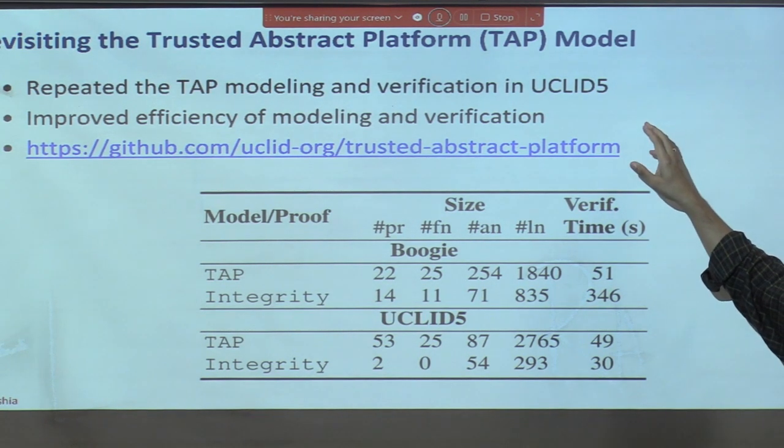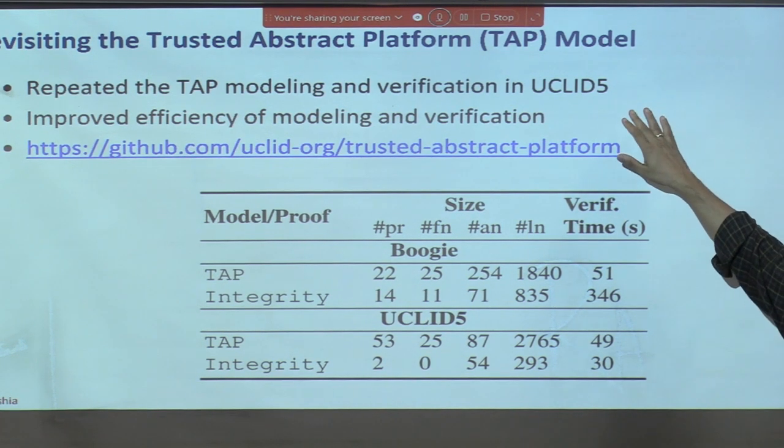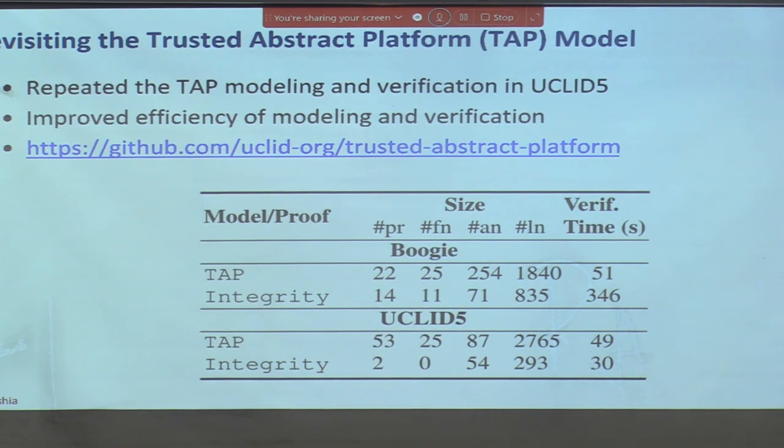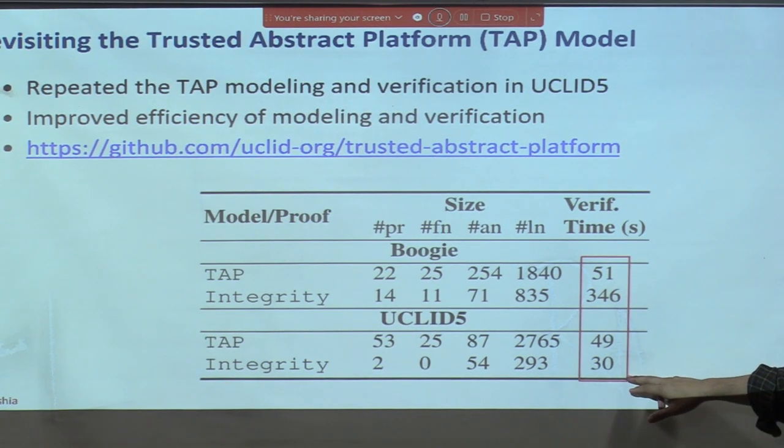So what we did was, recall we originally did that work in Boogie. We repeated that modeling and verification in UCLID5, and we can see there are improvements that you can obtain. Particularly, the verification time of some of our proofs went down substantially, partly because the encodings of the models were much more compact in many ways, and the number of annotations that you needed to manually specify also went down. Okay.